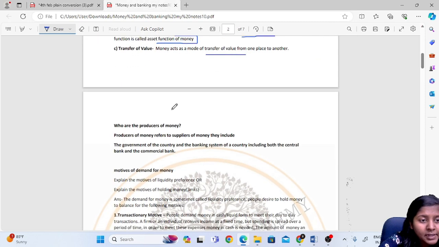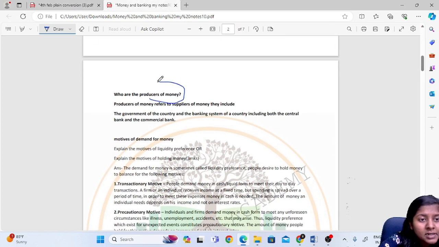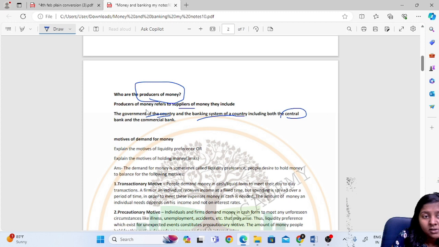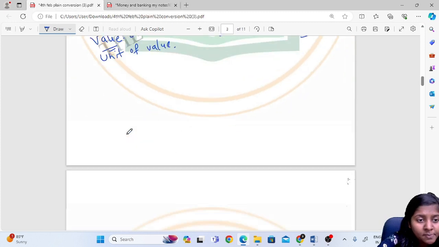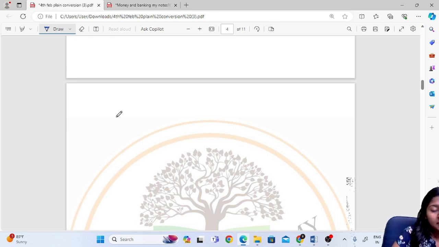Then we have to understand who are the producers of money. Producers of money refers to the suppliers of money. And who are the suppliers of money? The suppliers of money are the government of the country and the banking system of a country, which includes the central and the commercial bank. The central and the commercial bank are very important in the world of economics.